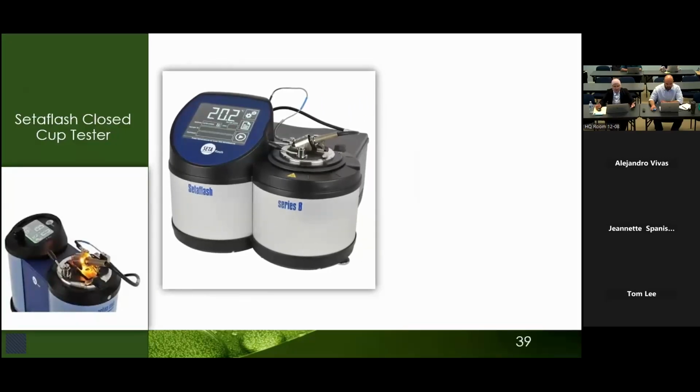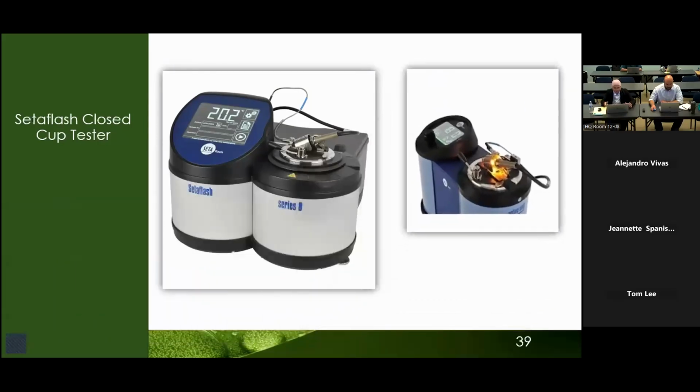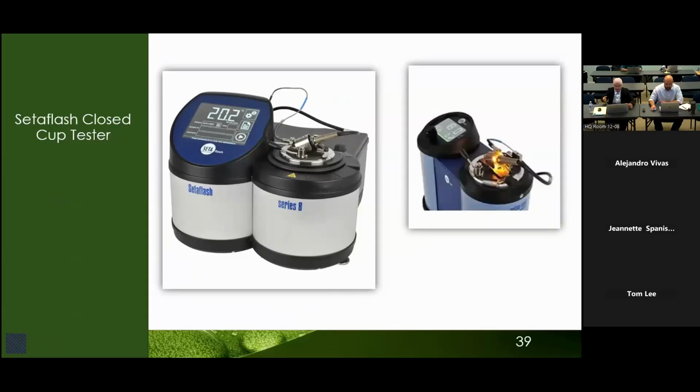A small sample, about 2 ml of the liquid, is placed in a miniature closed cup. The sample is heated quickly and the temperature is closely monitored. A test flame is introduced at specific temperature intervals. And lastly, the flash point is determined as the lowest temperature at which the vapors ignite when exposed to the flame. The setup is valued for its efficiency and accuracy, making it useful for quick testing in laboratories and field settings.